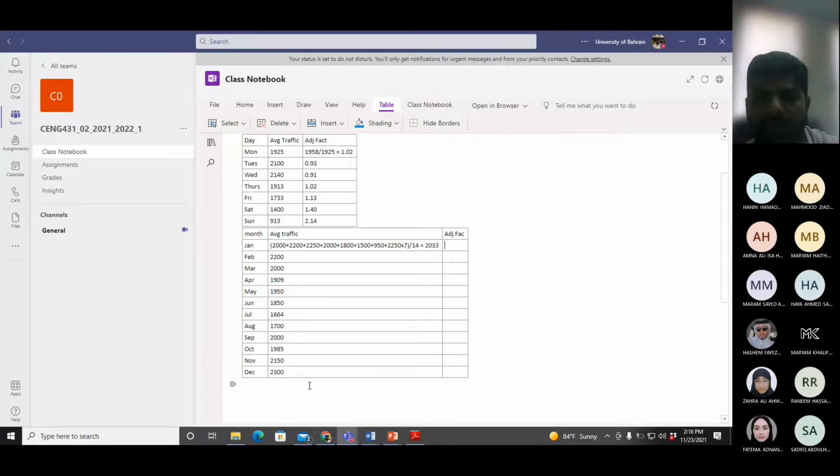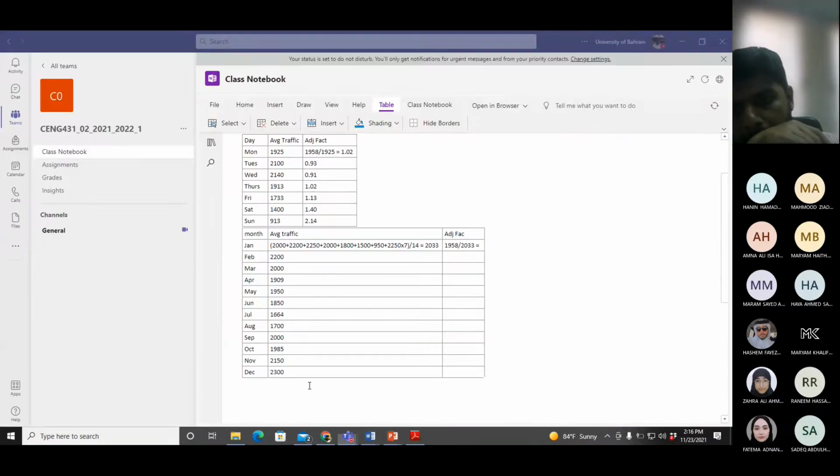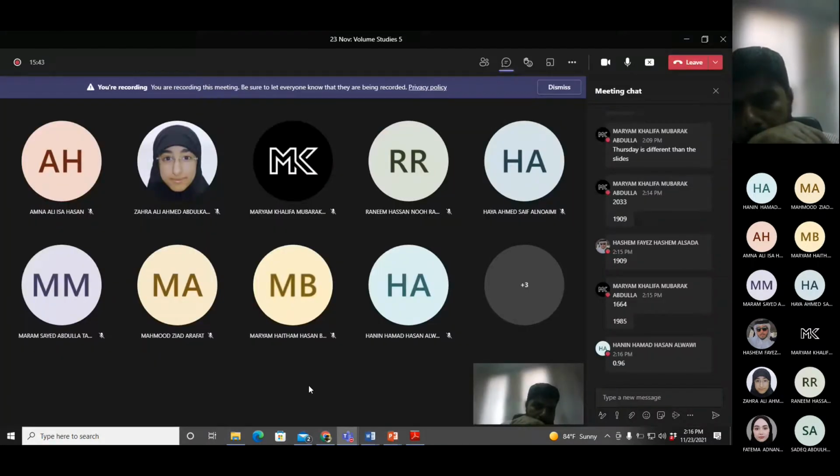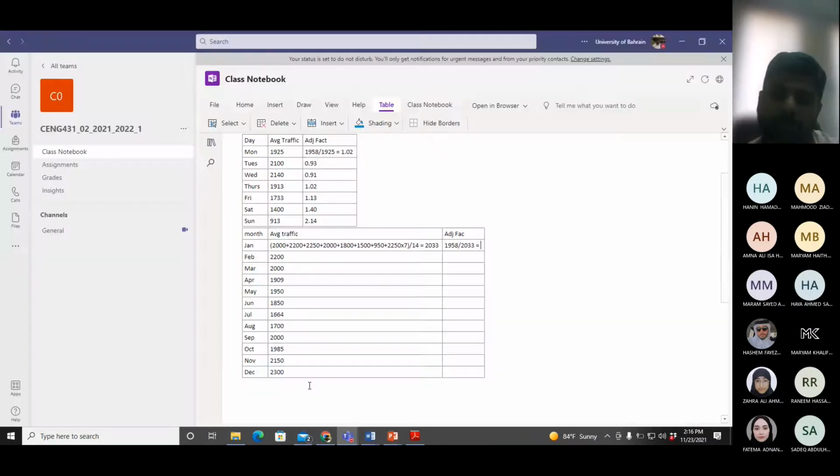So for calculation of the adjustment factor, the process is the same: ADT divided by the average of the month. ADT is the same. ADT is for the entire point, so ADT doesn't change whether you are calculating monthly or daily adjustment factors. It will remain the same. So 1958 divided by 2033. How much is it? 0.96. Okay.